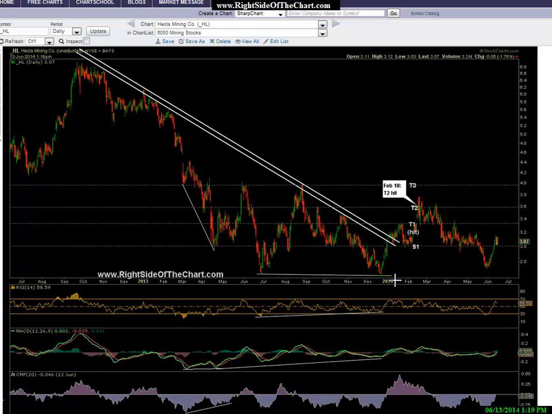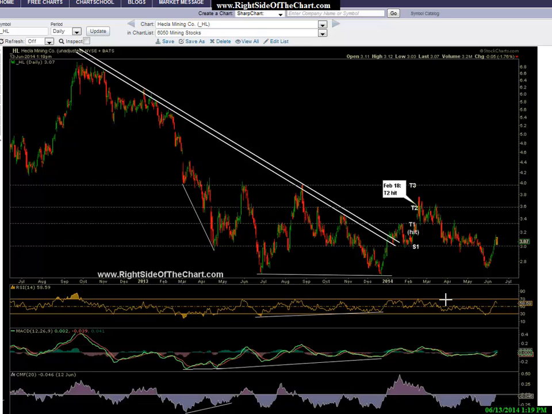This is HL. This one's also been a trade idea on the site for a while, a long-term trade idea. It hit the second target and made it almost halfway up to the third target after breaking out of this pattern. Nice positive divergence in place leading up to that. And like everything else, we've so far put in a higher low.